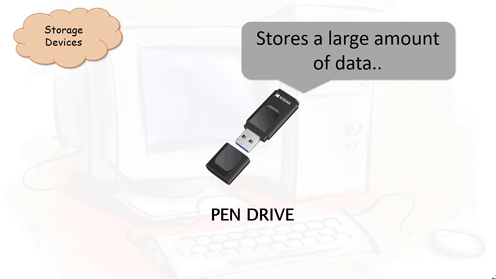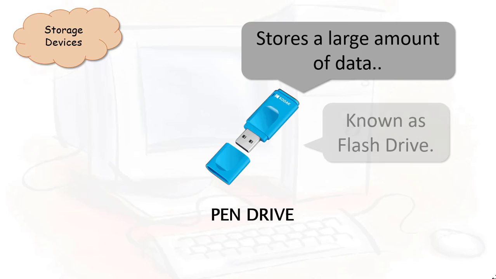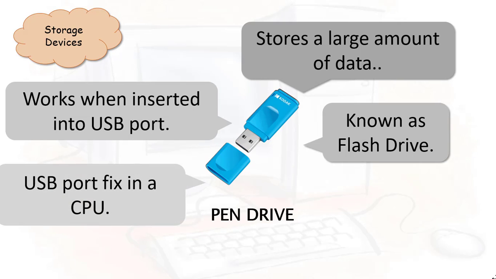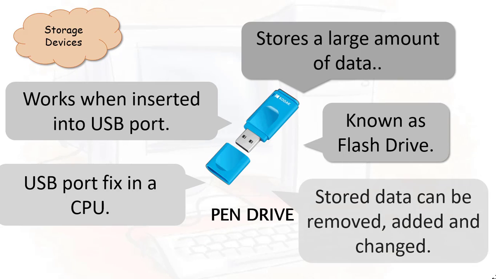The next one is the pen drive. It stores a large amount of data. We are all aware of these pen drives, right? They have 256 GB or 1 TB kind of storage, right? It is also known as the flash drive. It works when we insert it into the USB port. That USB port also fits into our CPU. If we want to remove data, change the data, or add some new data, then we can do it in a pen drive.